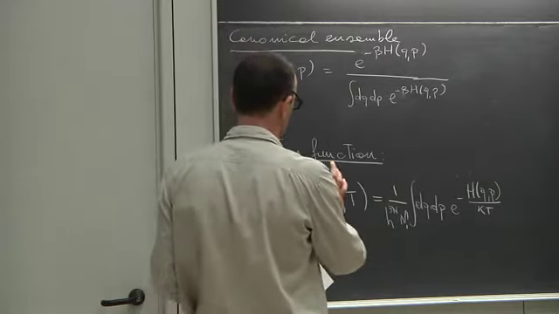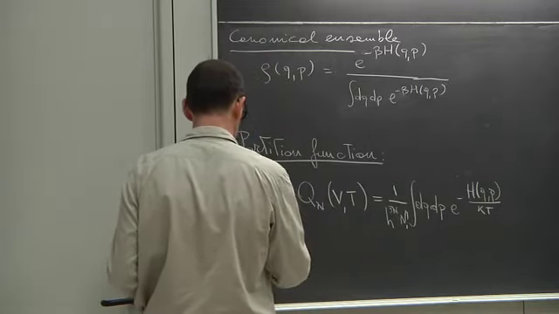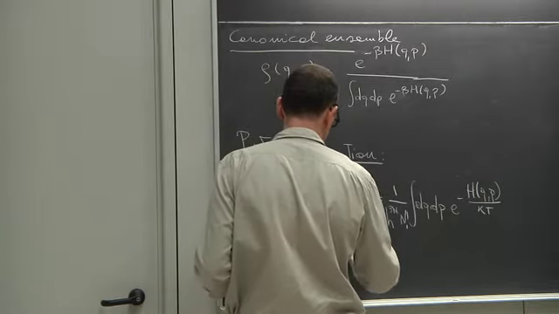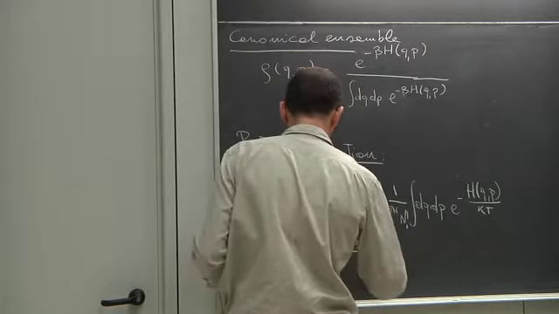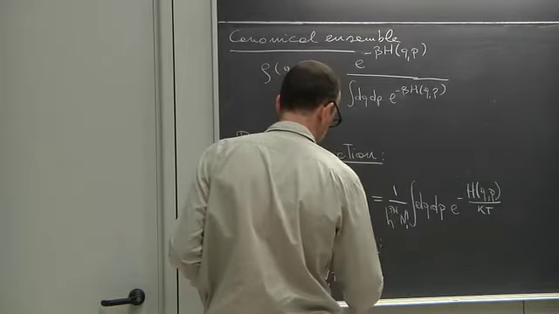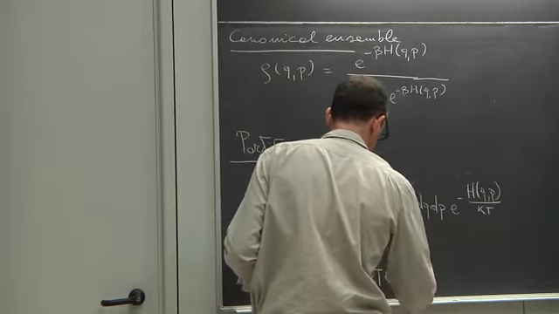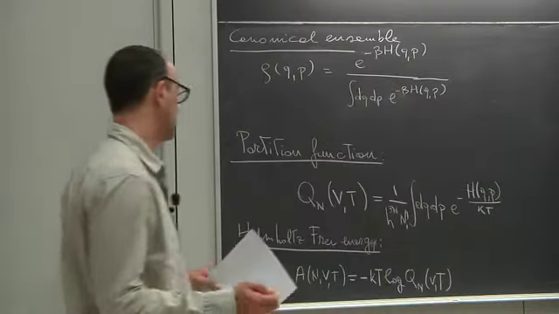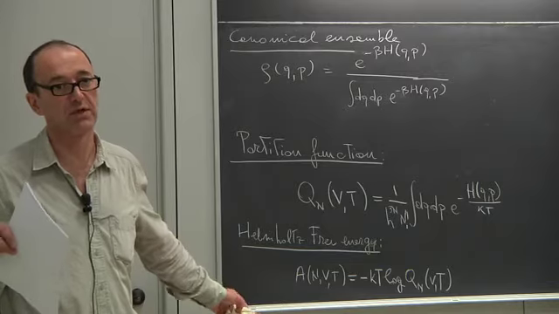Once you compute this number, then you can compute the Helmholtz free energy, A of N, V, T, which is given by minus kT times the log of Q of N, V, and T. And then once you have this Helmholtz free energy, you can compute everything of thermodynamics.